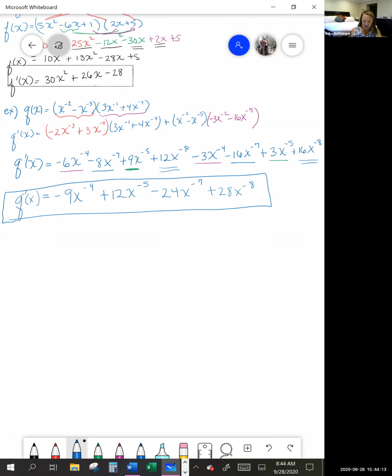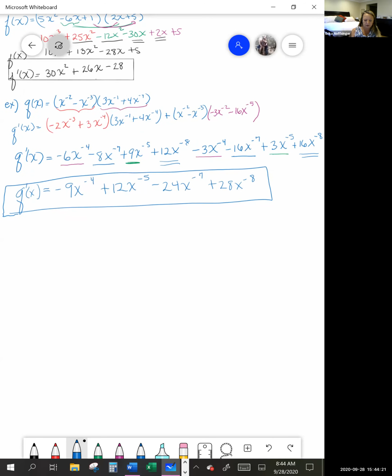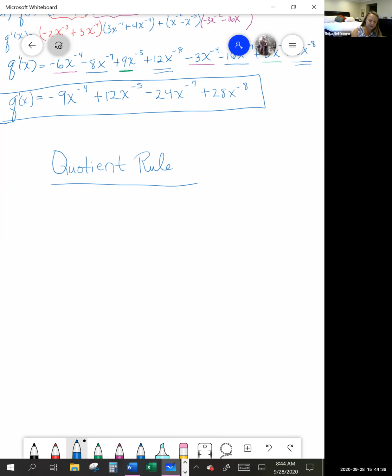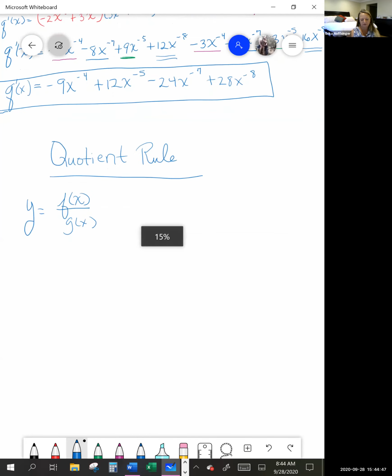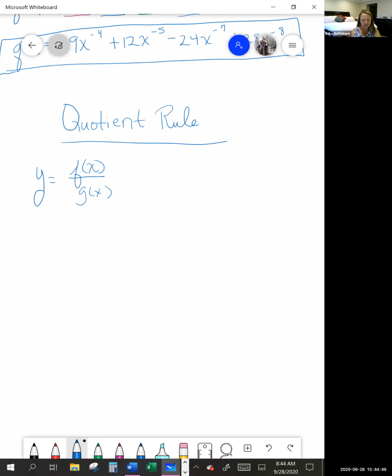Let's jump into the quotient rule real quick. So it would be nice, but it's not true, that if you have two functions, so let's call it maybe y is equal to some function f of x all over some function g of x. And both f of x and g of x are differentiable.